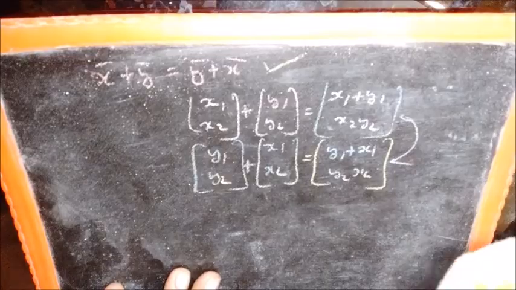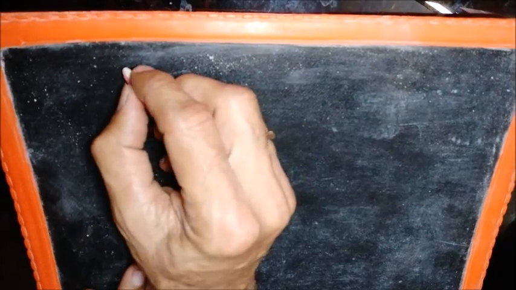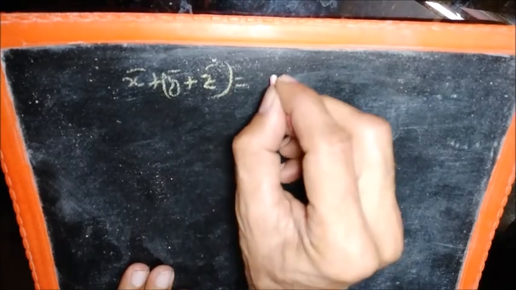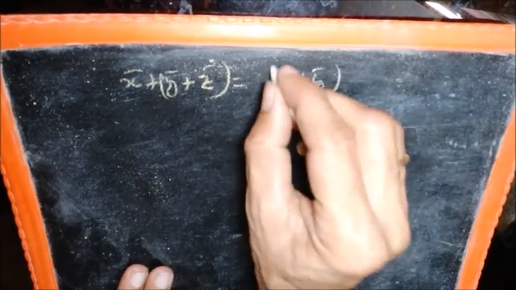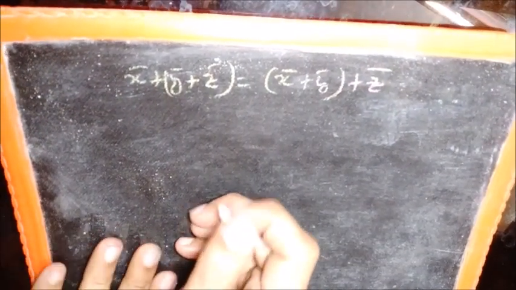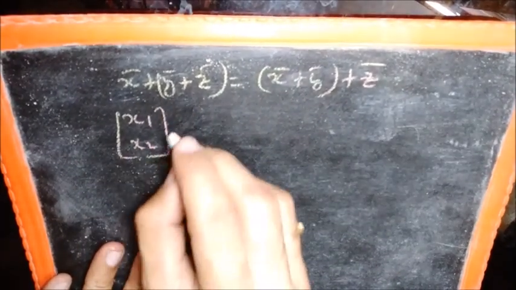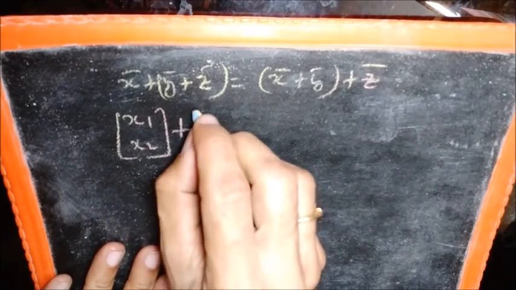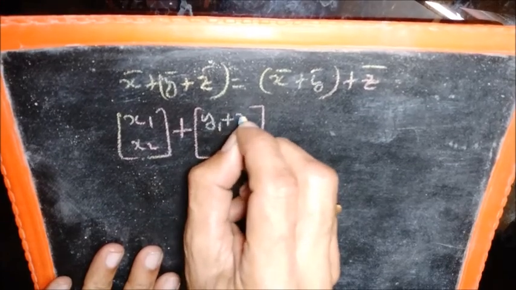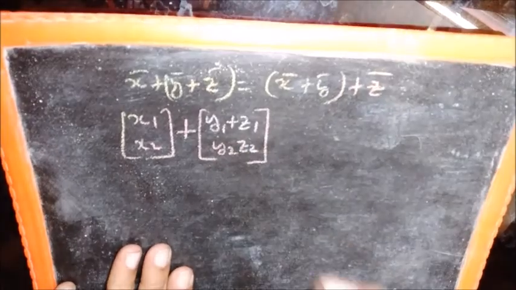Now that property being satisfied, we will move on to the next property. We will pick up those properties one by one. x plus y plus z has to be equal to x plus y plus z. This is the next property. Now here x is this. I'll first write the left hand side. x is this plus y plus z. We can skip an intermediate step and write, because by this time we know how they have defined it. So y1 plus z1 and y2 z2, that is y plus z.